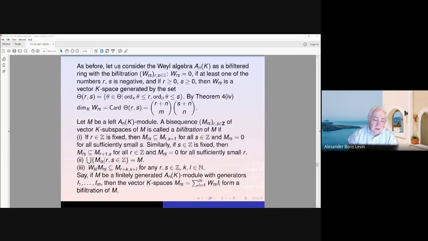Okay, and the last part of this talk is about bivariate dimension polynomials. So we still have the double filtration of the Weyl algebra. And if you have a finitely generated module, or simply a module over the Weyl algebra, you can consider a bifiltration, so a double filtration, with two indices with the same property. So you have an increasing chain with respect to each variable. If you fix one of the indices, then you have an increasing sequence with respect to the other index. The union of the M_{rs} is M, and you have this inclusion that is natural for any filtration.